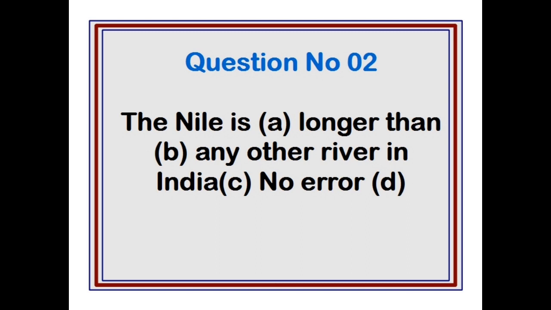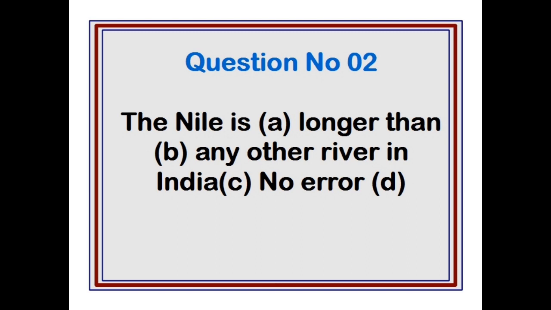Now look at the second sentence. The Nile is A part longer than B part any other river in India. C part and no error D. Here the error lies in C part.